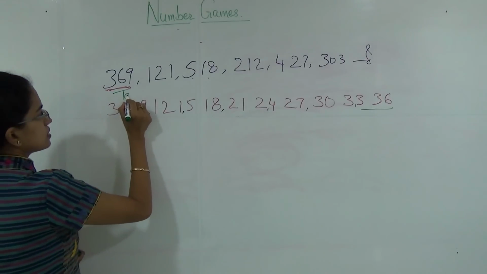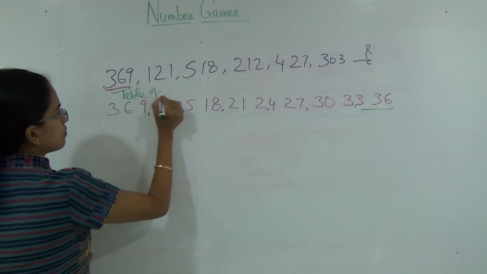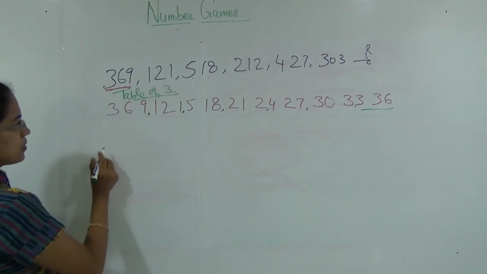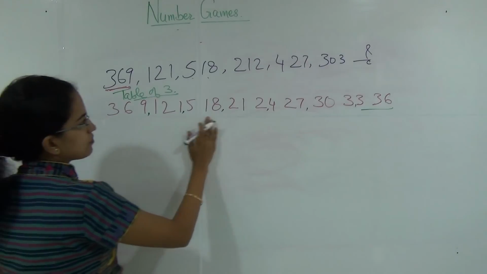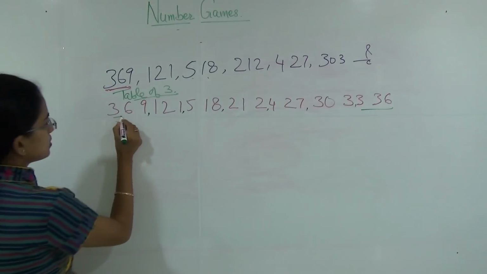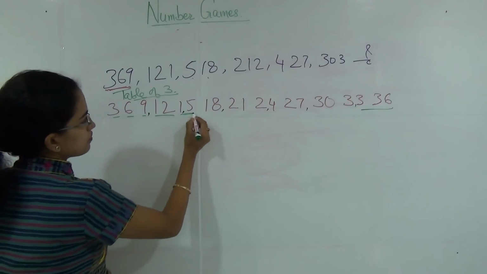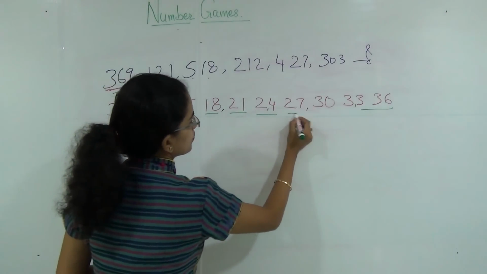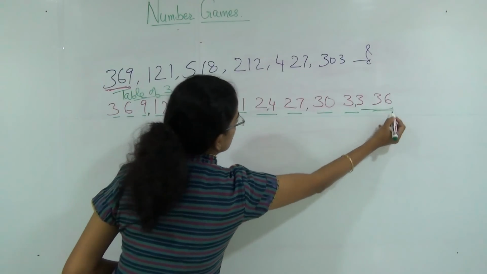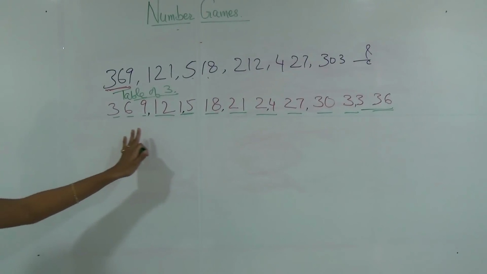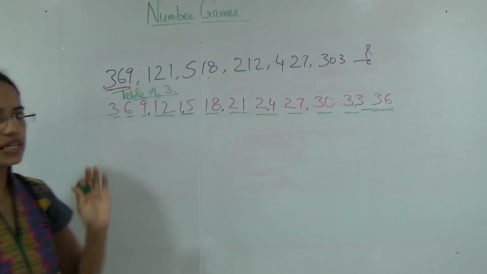So what I have done is, I have written a table of 3. Okay. So it's 3, 6, 9, 12, 15, 18, 21, 24, 27, 30, 33 and 36. And I am just putting commas after every 3 digits.